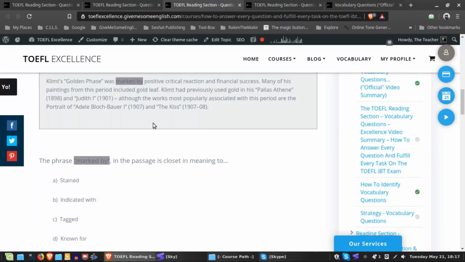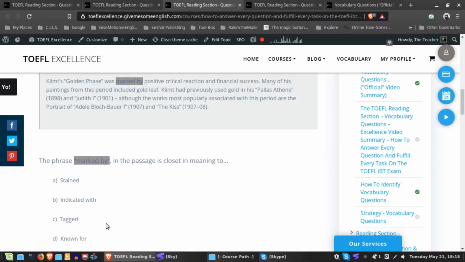Klimt's phase was tagged positive critical reaction. That doesn't fit. It was known for. Okay, so we have 2 possibilities where they fit into the sentence. Klimt's golden phase was indicated with positive critical reaction. Klimt's phase was known for. That one seems to fit a lot better.